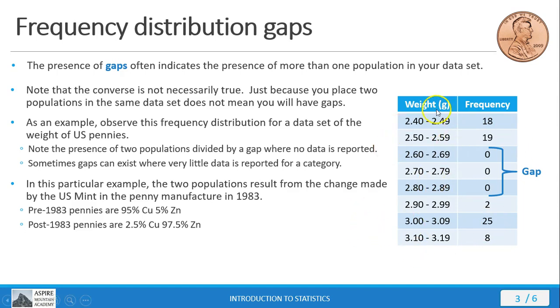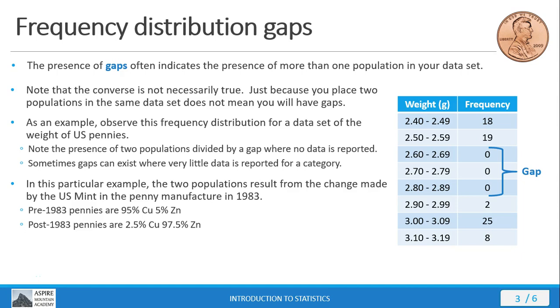these are the ones that are weighing less. They were made after 1983. The pennies down at the bottom of the frequency distribution were made before 1983. Now, you might be wondering, what's the big deal with 1983?